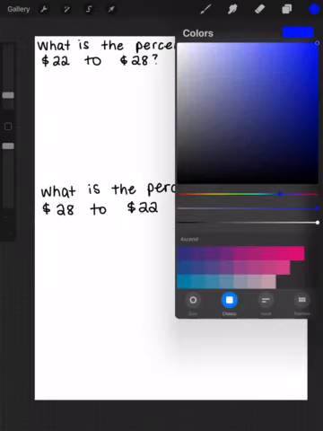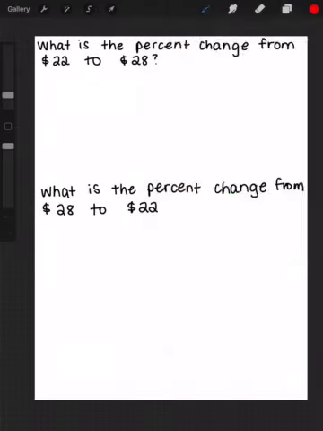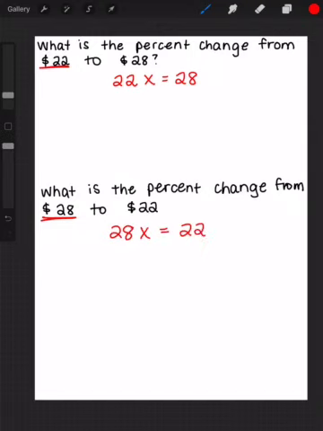All right, so in these ones, we have the same numbers, but we're going one way here, and the other one we're going backwards. So in this one, the 22 is my original. So it's 22x equals 28. And in this next one, the 28 is my original. So again, we're just writing it backwards, 28x equals 22. So let's go ahead and solve both of those.